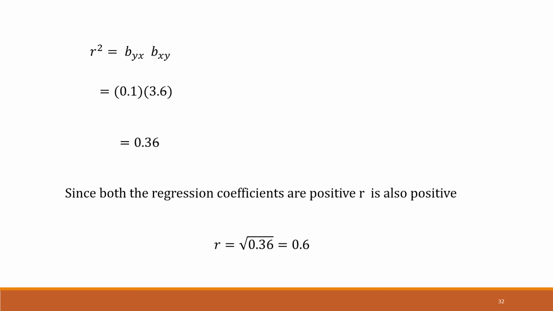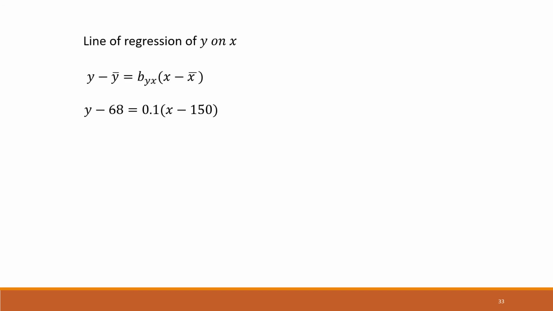r is equal to 0.6. r square is equal to byx into bxy. So we get r square is equal to 0.36. Since both the regression coefficients are positive, r will also be a positive number. Substituting for x bar, y bar and byx, we calculate the line of regression of y on x.